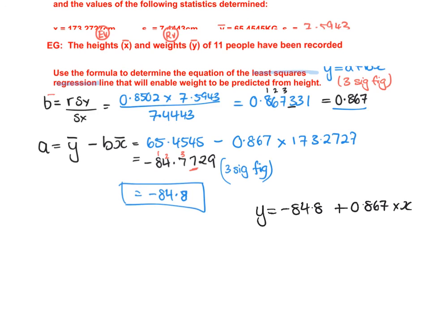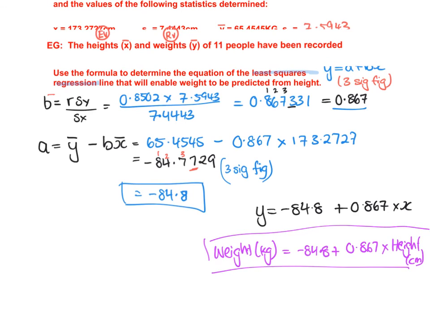We're going to write it out using the variables. So y was actually the weight. So the weight, and I'll put the units, which was kilograms, equals negative 84.8 plus 0.867 times height in centimetres. And we'll put it like that. That's the final answer. That's writing the least squares regression line, okay?